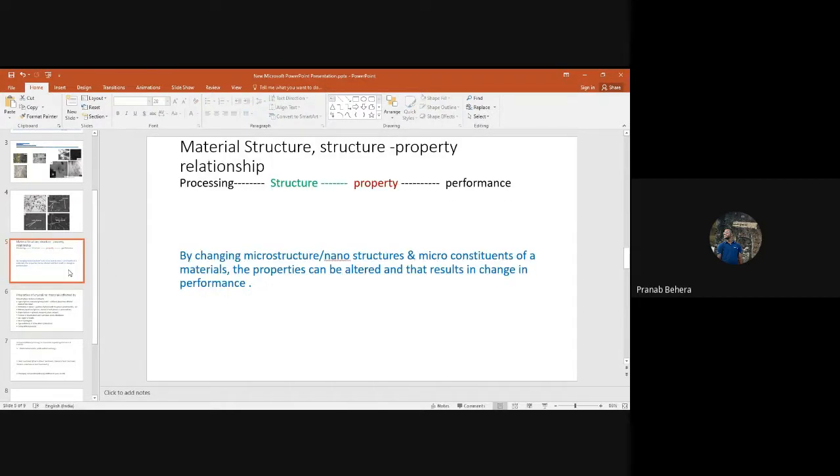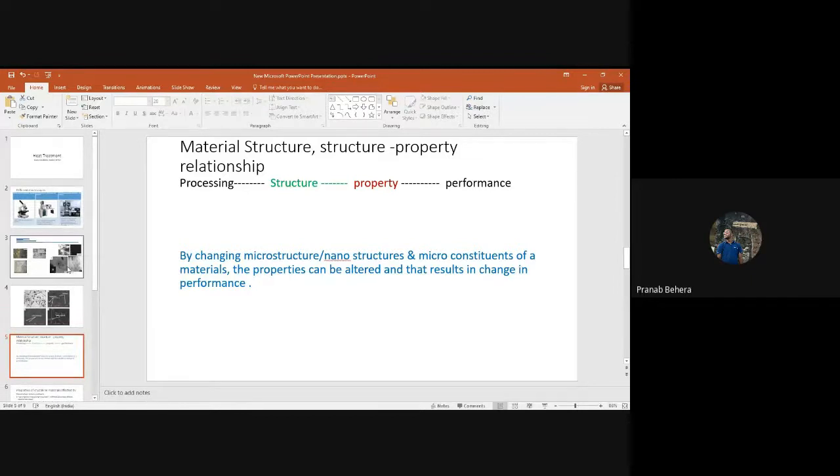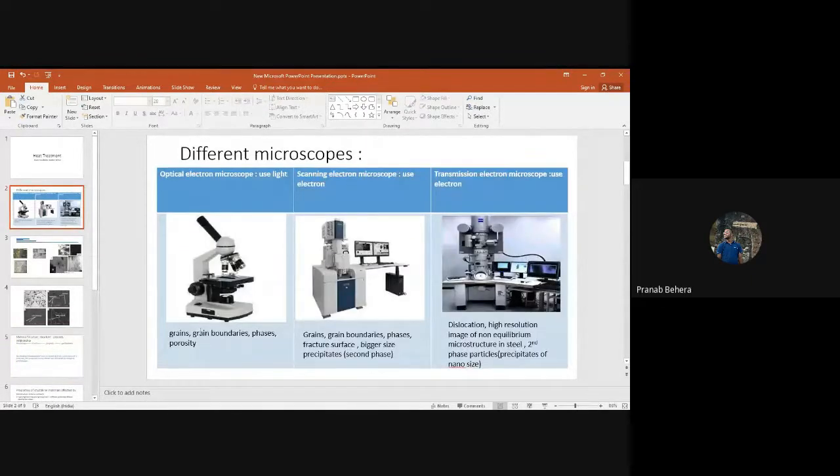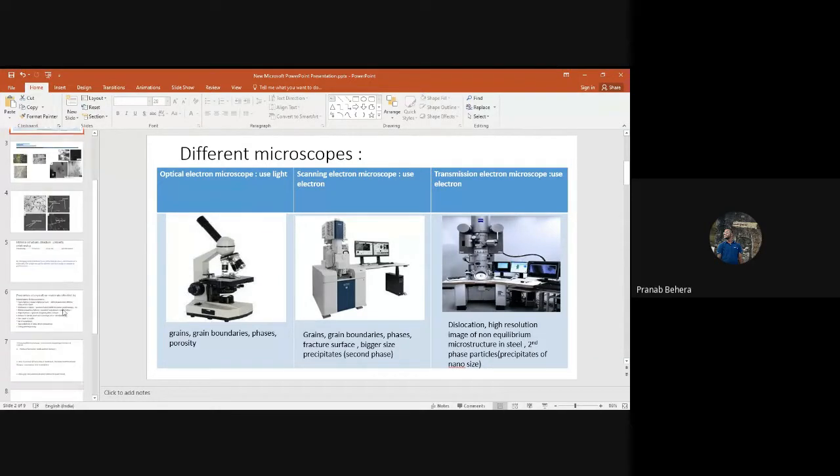So have you understood now? That means these things are microstructures and nanostructures. By altering them, we can change the properties of a material. If the property changes, then the performance of the material will also change. Depending upon how the property is increasing, the performance will increase.